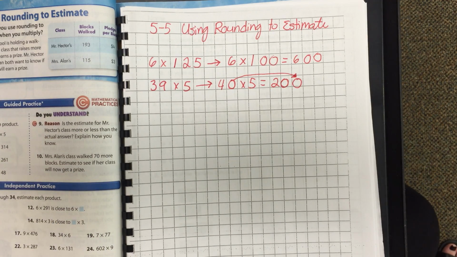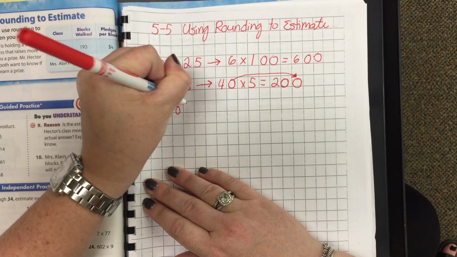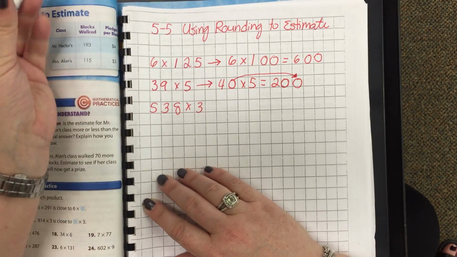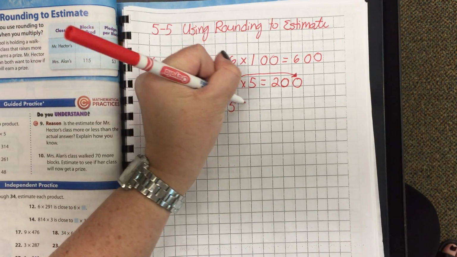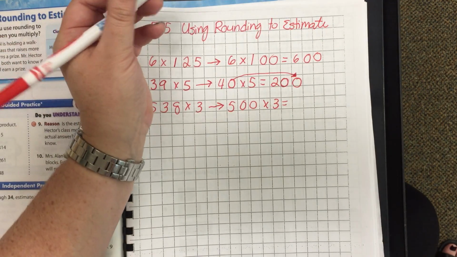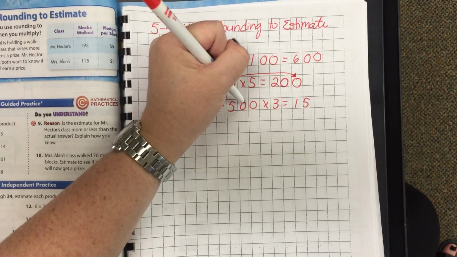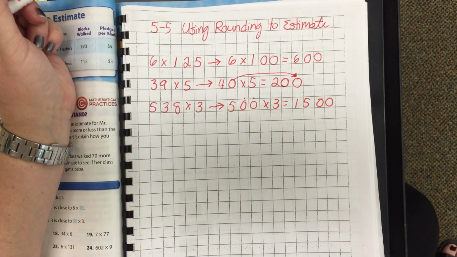So next one, 538 times 3. 538 will turn into 500 times 3. Well, now I'm back to what's 5 times 3? 15. How many zeros do I have? 1, 2.